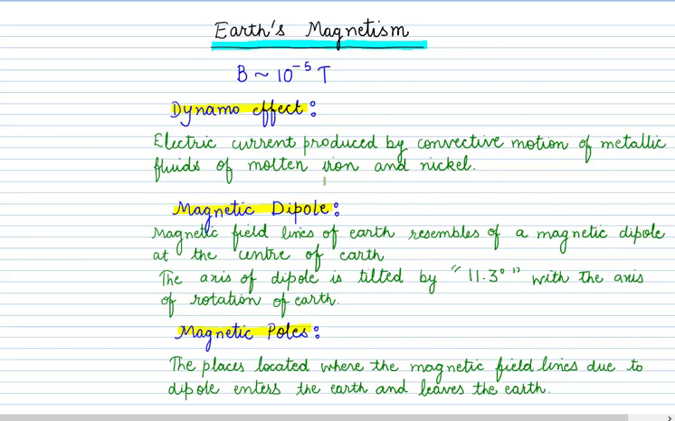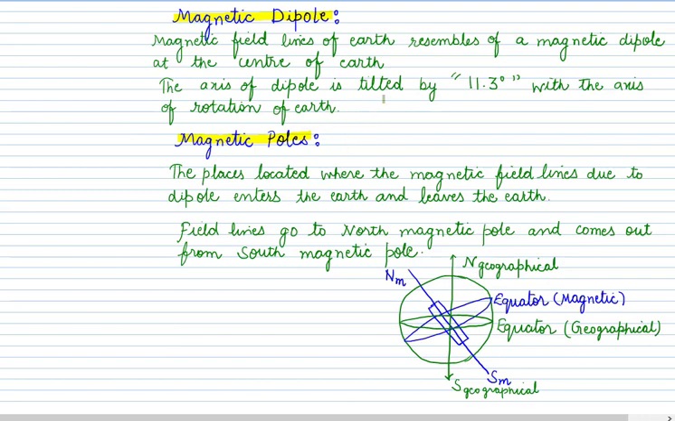So after this clip, we have seen what the dynamo effect is: electric current produced by the movement of metallic fluids creates a dynamo effect. That is the best known theory to date. We have seen the magnetic dipole, how Earth behaves as a giant dipole. We have also seen pictures of the magnetic north pole and magnetic south pole. We have seen a clear view of the magnetic field lines and how these field lines enter at the north magnetic pole and come out from the south magnetic pole. We have also seen that the axis joining the magnetic north and south poles is tilted with respect to the geographical axis.